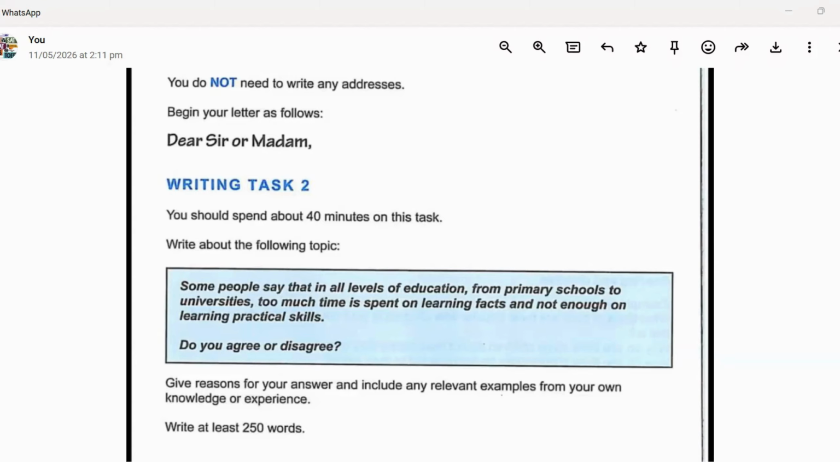Then, like I was saying, if you're working on four body paragraphs, it means that the fourth paragraph will be your concluding paragraph. If you're working with five body paragraphs, this is how it has to be.